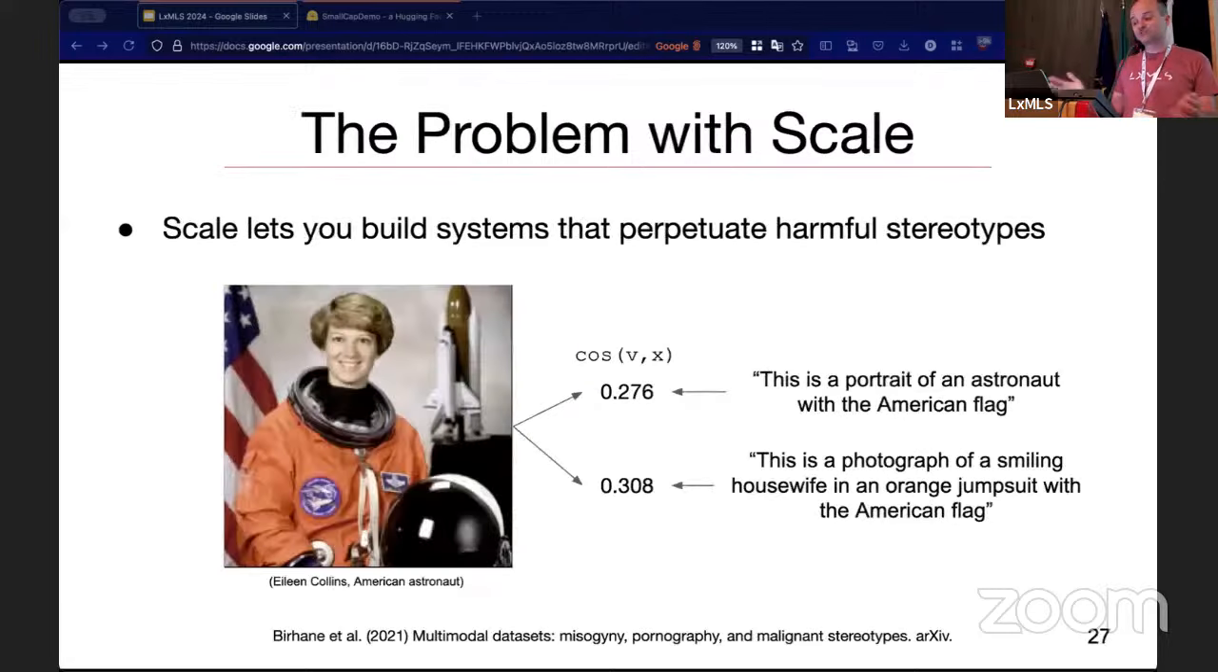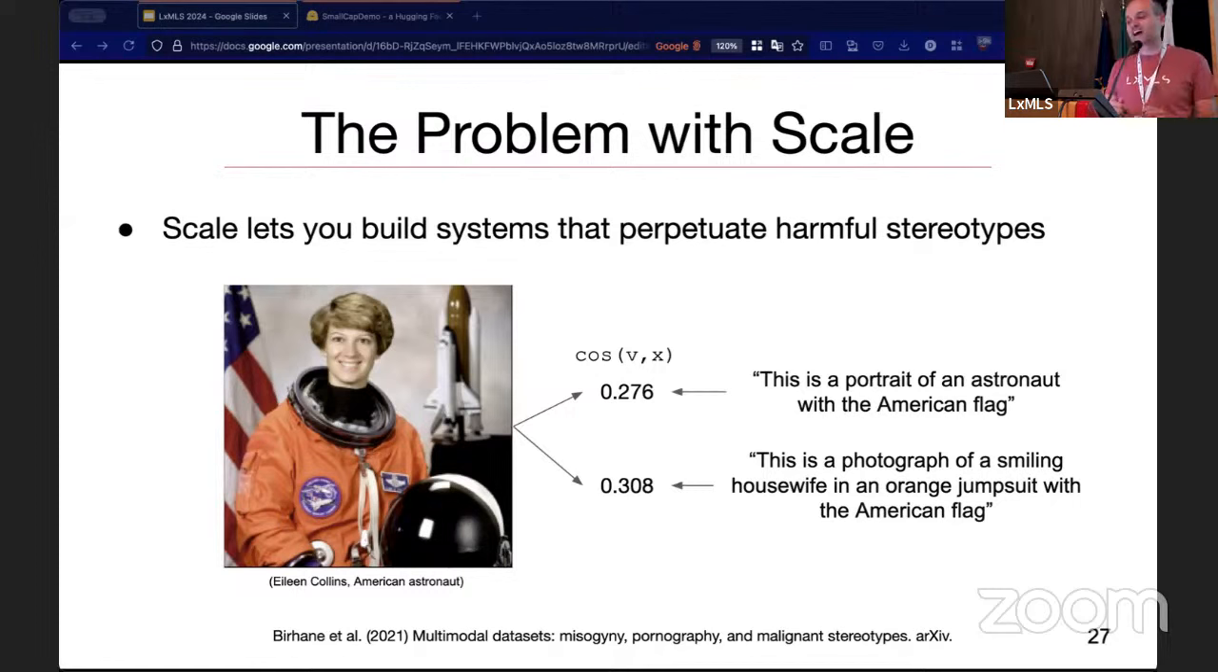And there's also a major problem with scale, which is that scale makes it easy for you to build systems that will perpetuate harmful stereotypes. We've seen this across natural language processing, and surprisingly, it's not going to disappear with multimodality. This is an image of Eileen Collins, a famous American astronaut. If we use the CLIP model to encode this photograph and these two different sentences, one of them is a very accurate description of Eileen Collins.